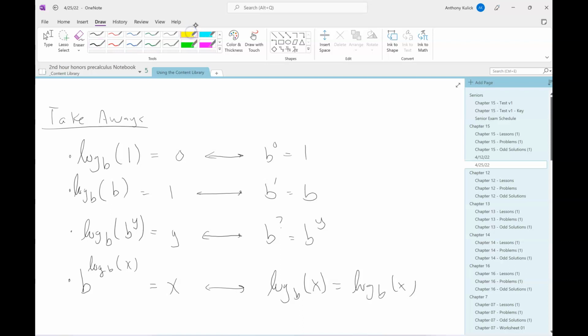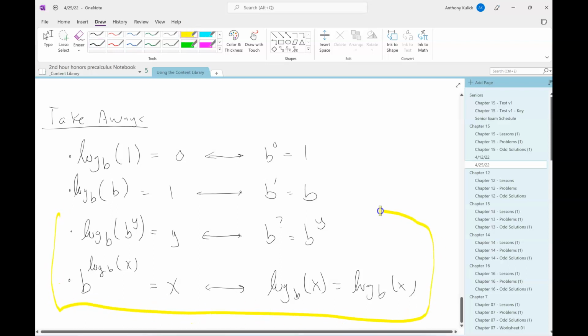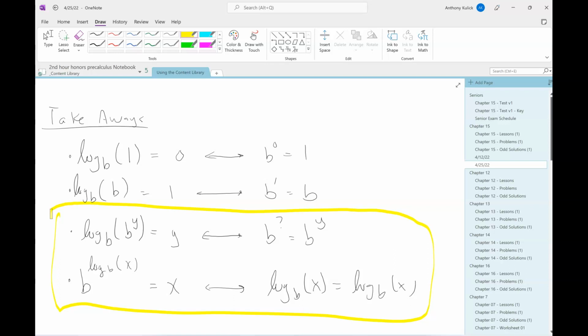So the two that are ultra important for us are those bottom two. We'll use those super frequently when we start solving exponential equations or logarithmic equations. Those are going to be our two primary tools, so you'll definitely want to make a note of that.